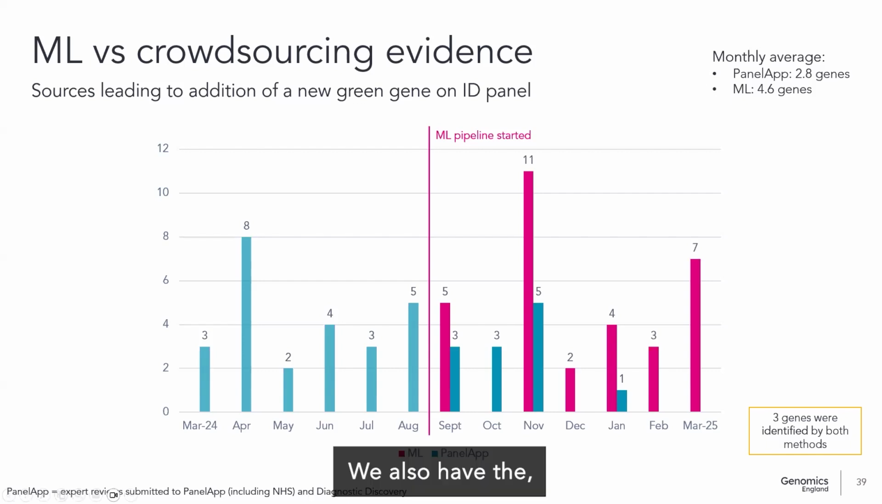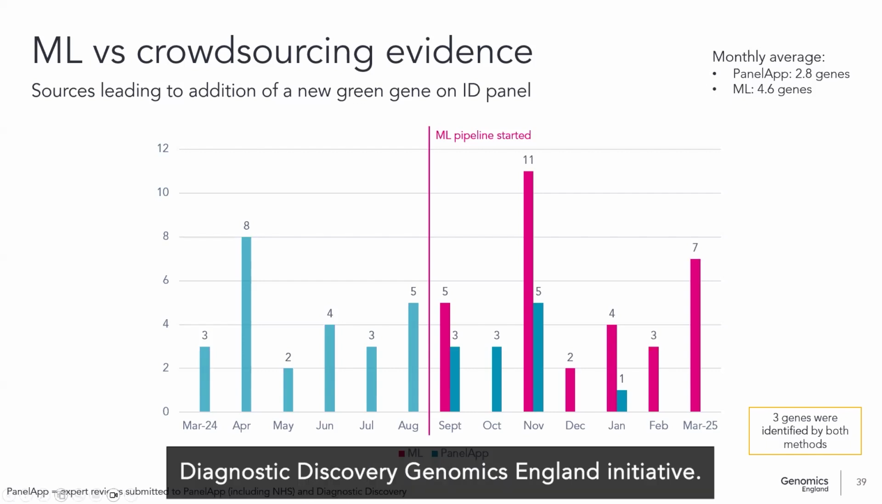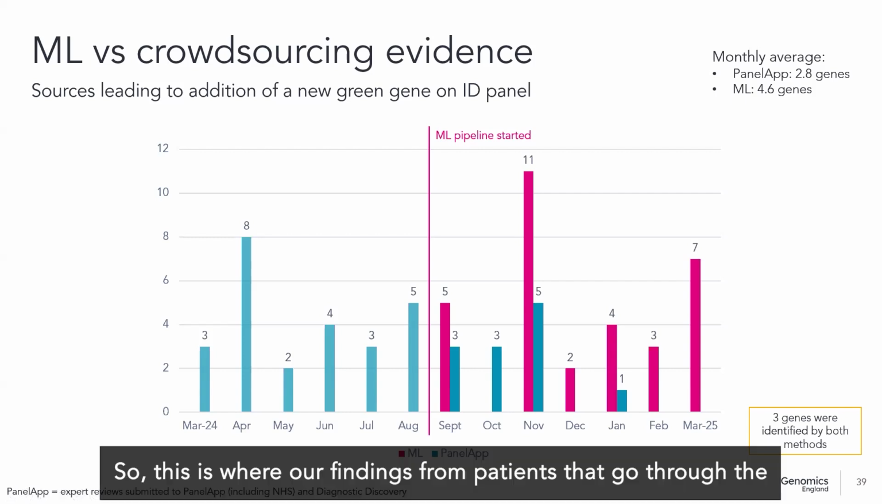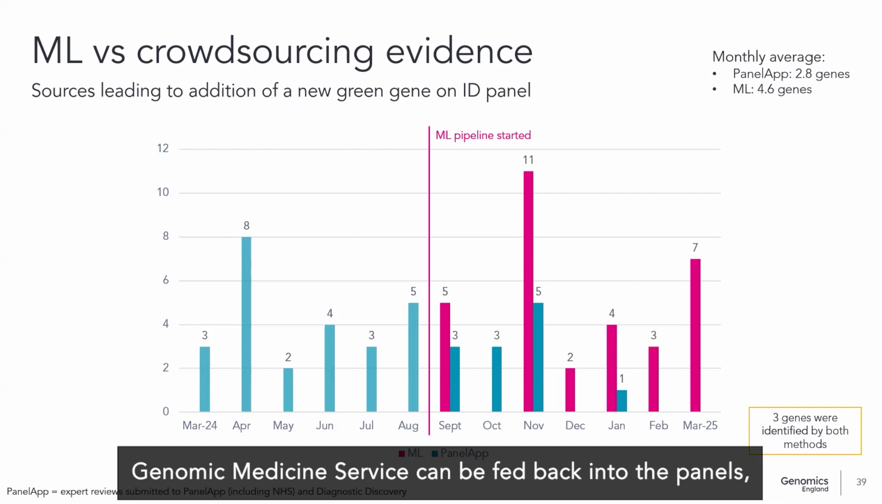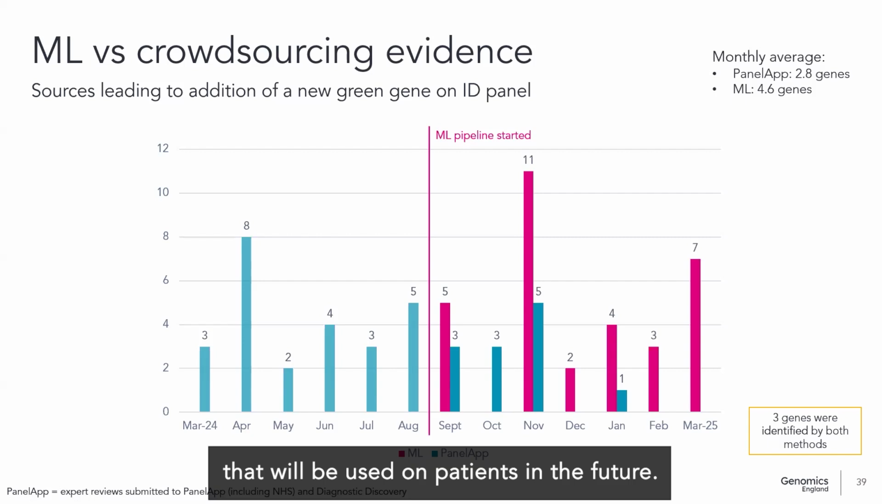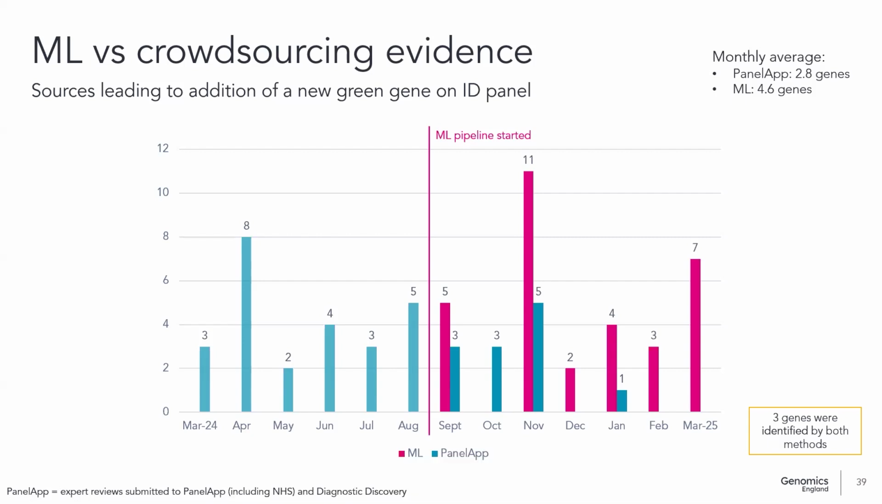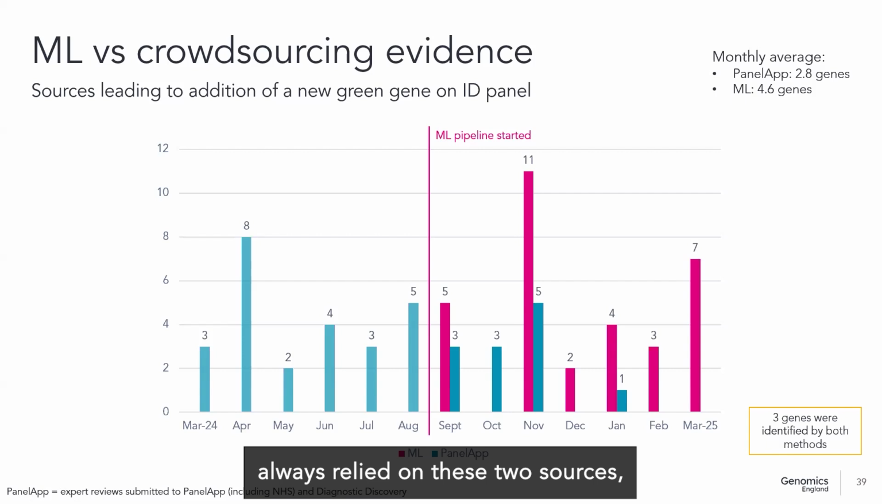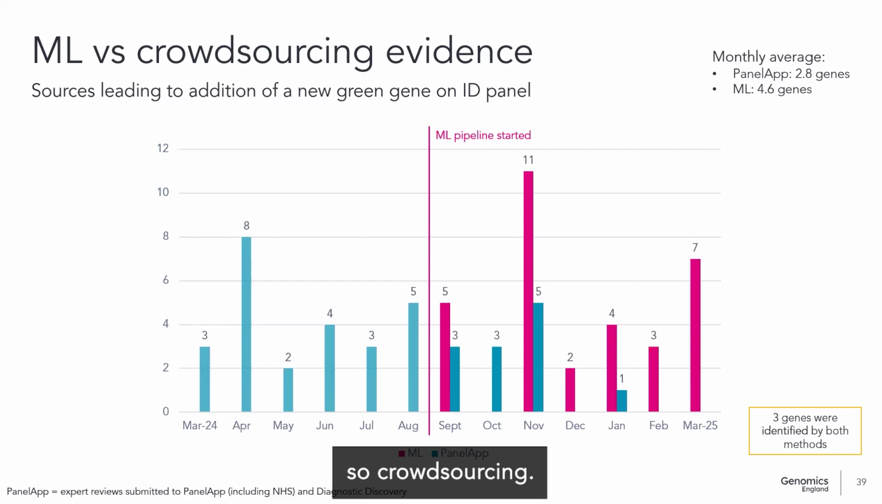We also have the Diagnostic Discovery Genomics England initiative. This is where findings from patients that go through the genomic medicine service can be fed back into the panels that will be used on patients in the future. So we have always relied on these two sources, so crowdsourcing.